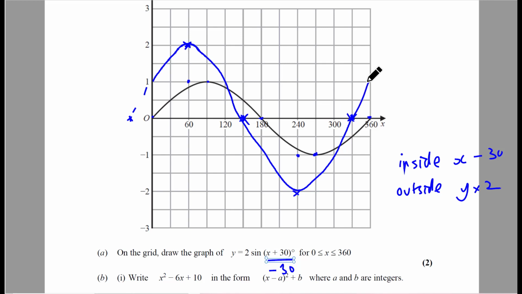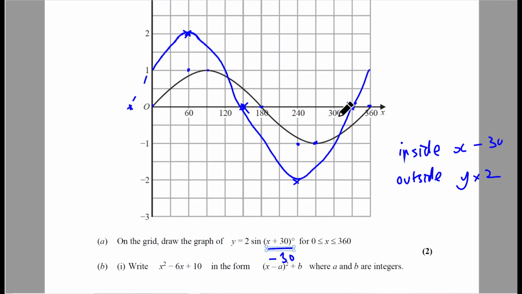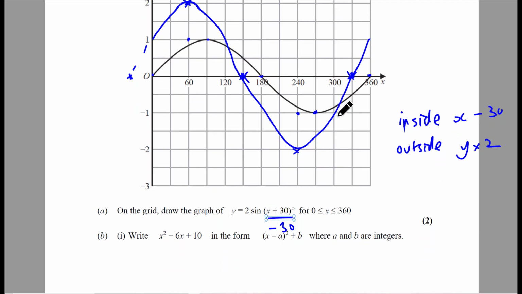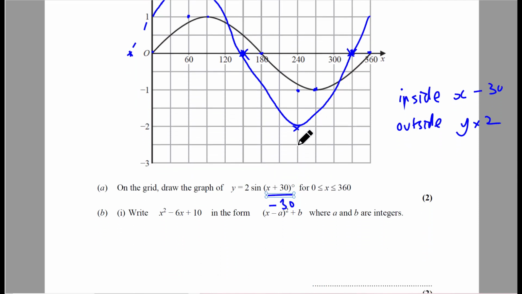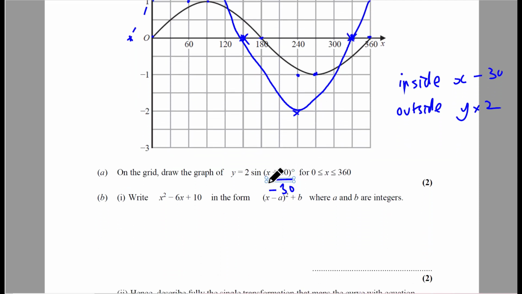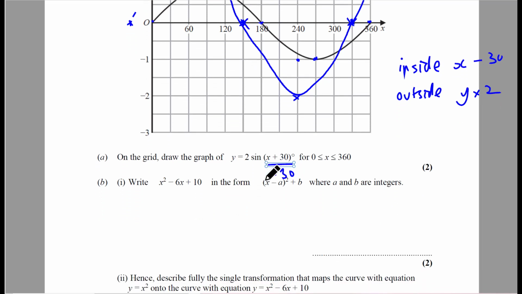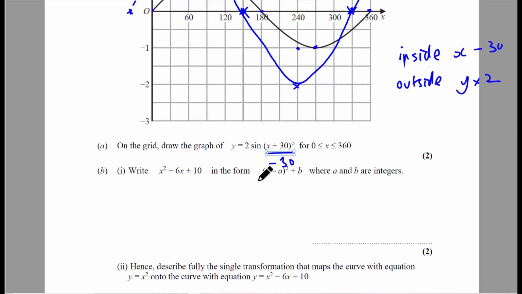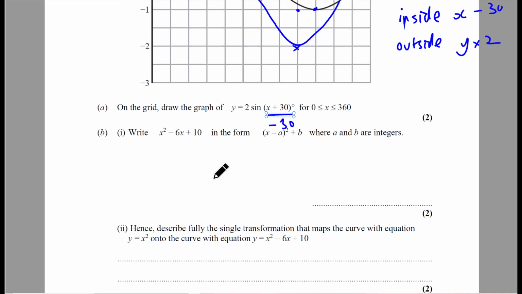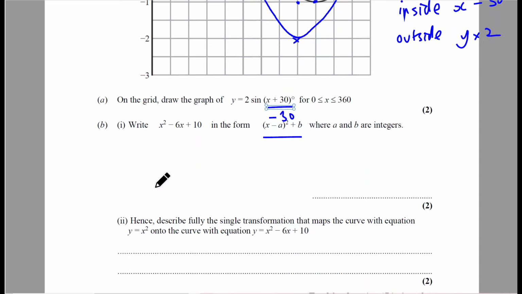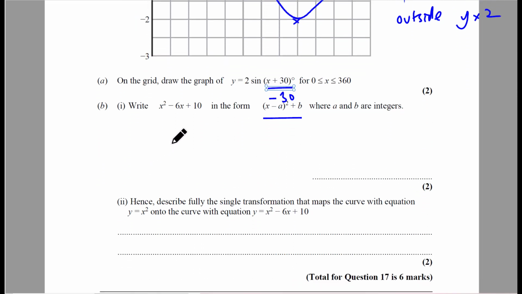And that will get you your 2 marks. Do revise graph transformations if you're unsure. This is just a combined one, but if you know graph transformations, that's an easy 2 marker for you. Question B. Now this form is completing the square. We should be very good at that.